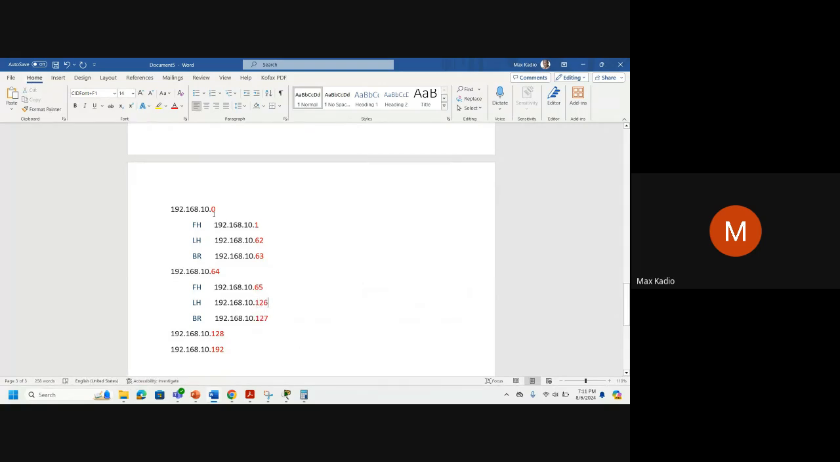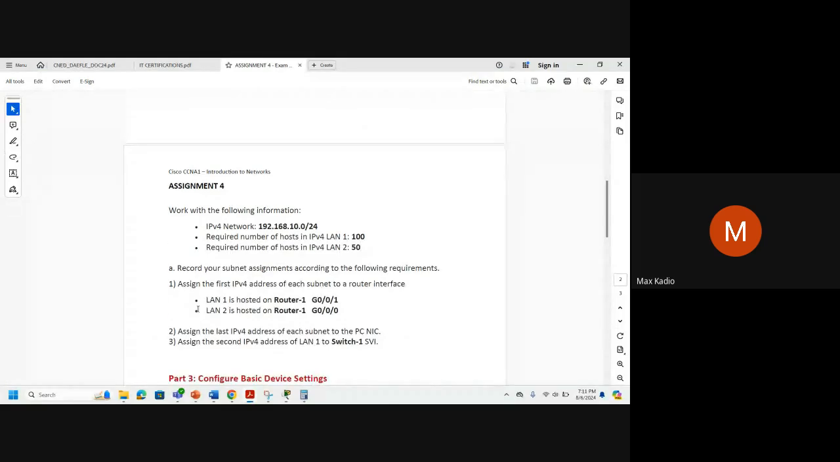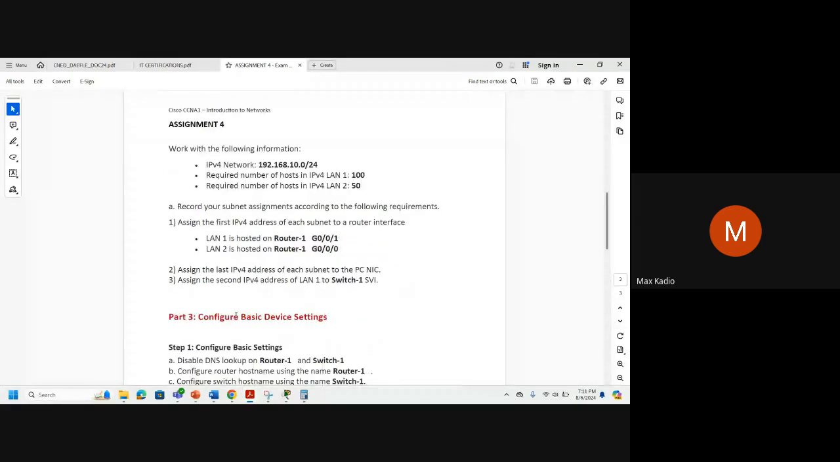Okay, this one you know how to do. Now we go back to our question paper again. Record your subnet, yes. Now, LAN 1 is hosted on router 1, okay. Assign the last IP address of each subnet to the PC.